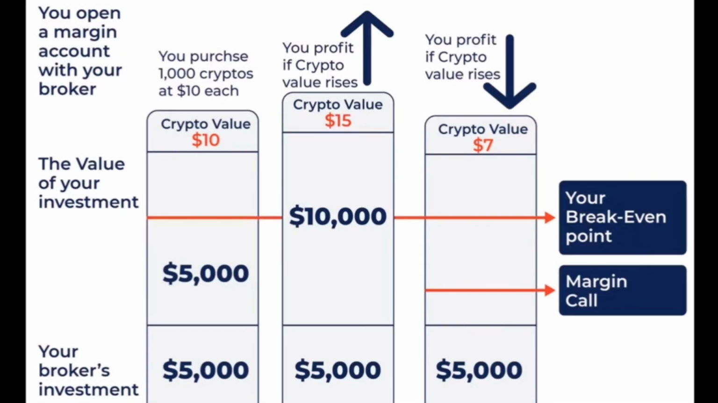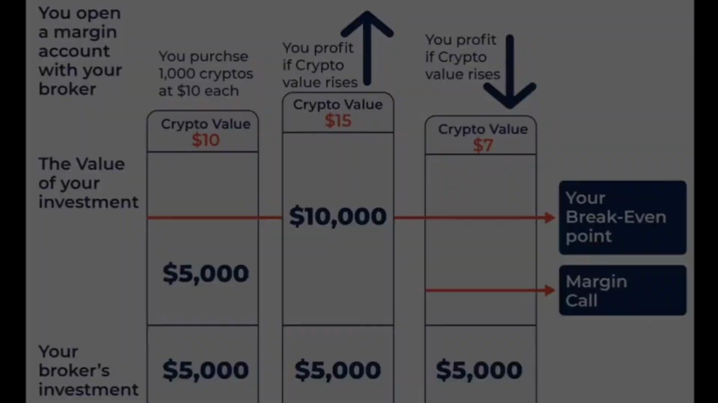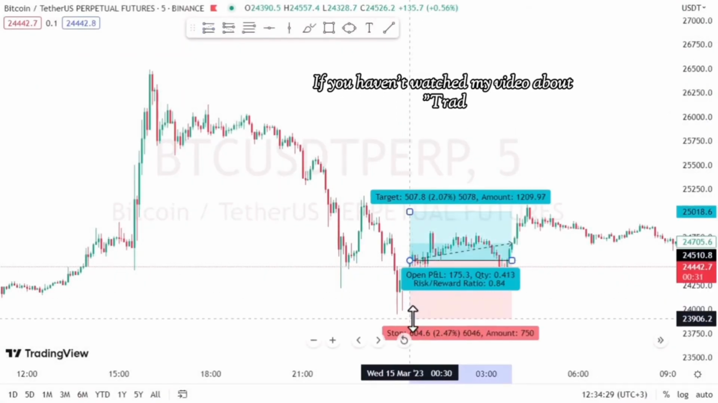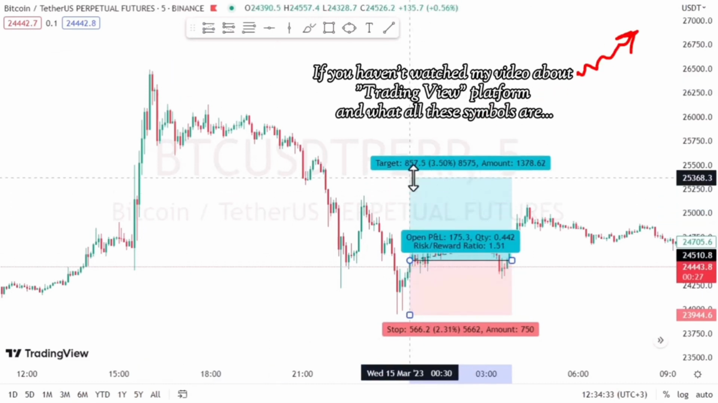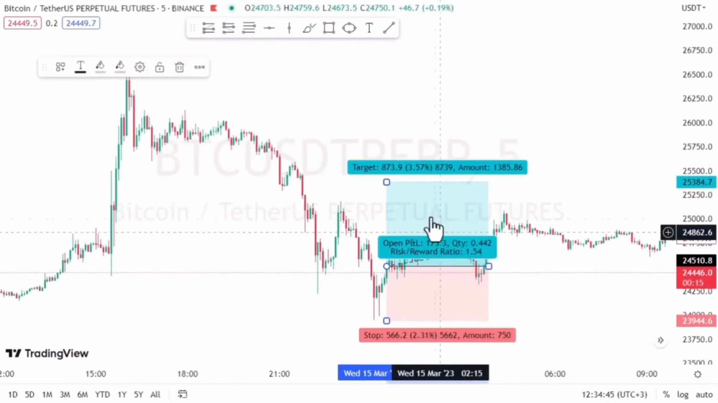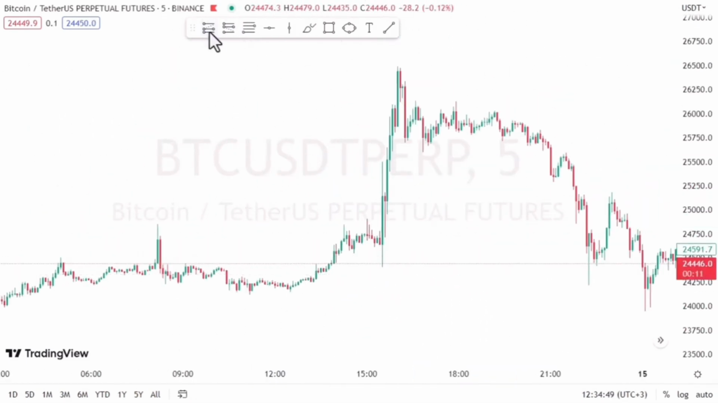Another important term is margin, which is the amount of money that a trader must deposit in order to hold a position in the market. Margin requirements can vary depending on the broker or the exchange and the market being traded. You should also be familiar with terms such as long and short. When a trader takes a long position, they are buying a security with the expectation that its price will increase.